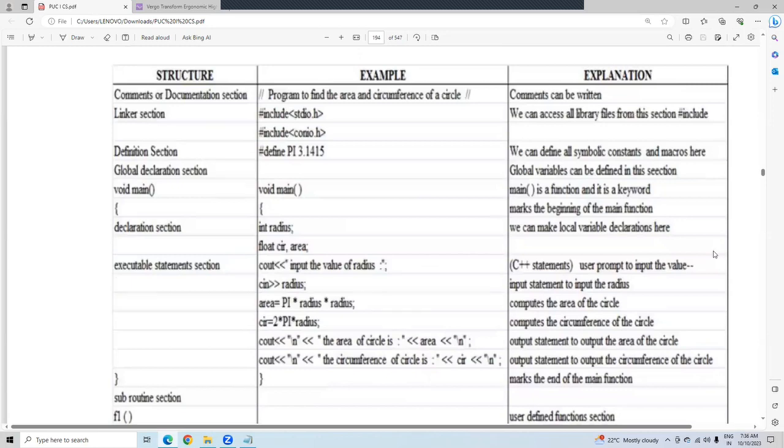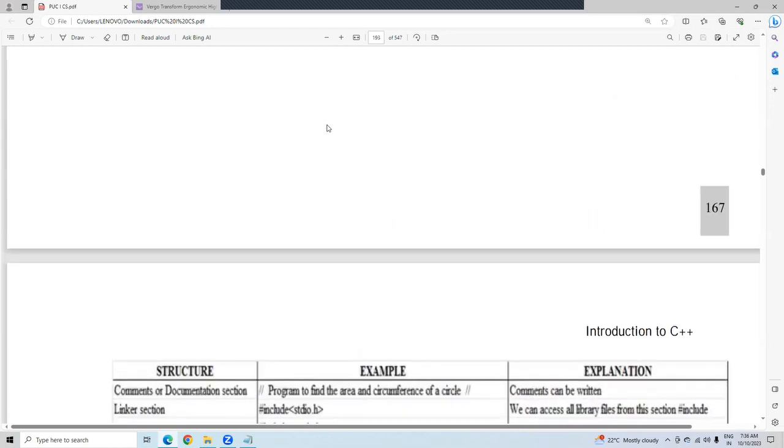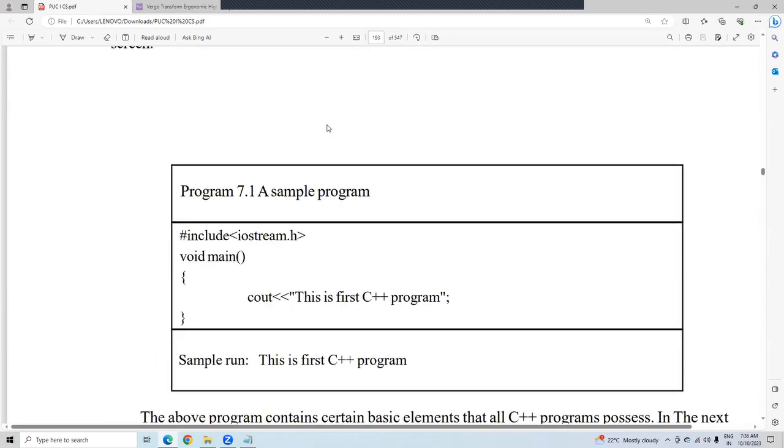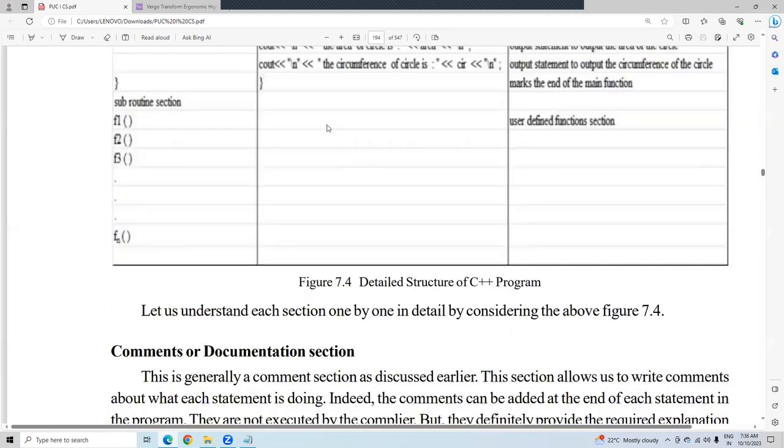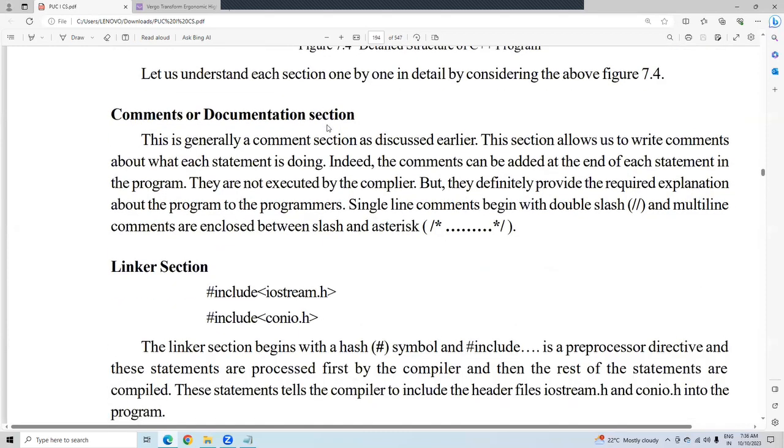This is the structure of the program, but they have written stdio.h. It is not that it cannot be written in a C++ program, but usually in a C++ program, it is hash include iostream. Both iostream and iostream.h can be written. In all online compilers, they use only iostream here. Then for every section, they are giving a detailed explanation.